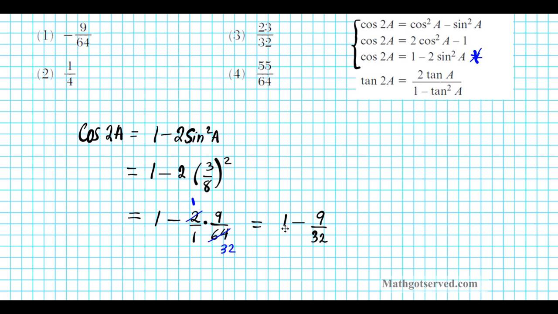Now to combine these two, we have to express this as a fraction. The LCD of 32 and 1 is 32, so we multiply by 32 up top and bottom. So we have 32 over 32 minus 9 over 32. 32 minus 9 is 23 over 32. And that's the value of cosine 2A, option number 3.